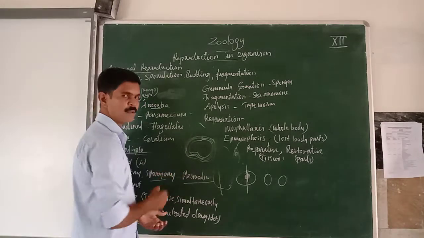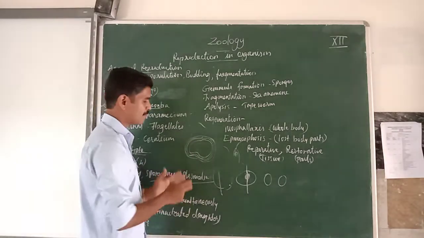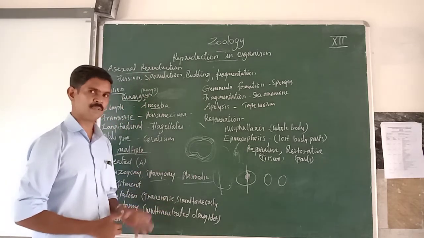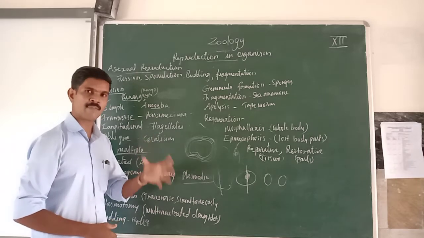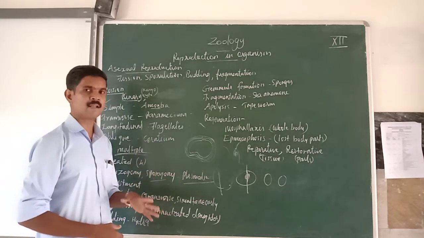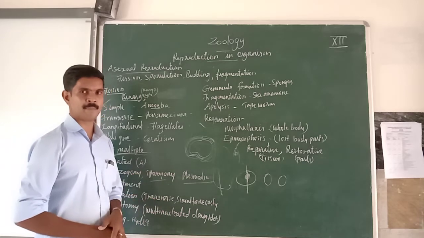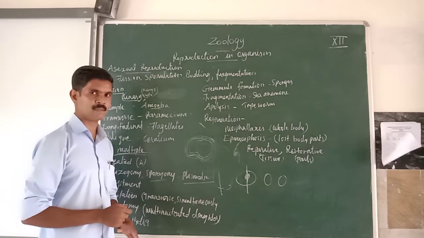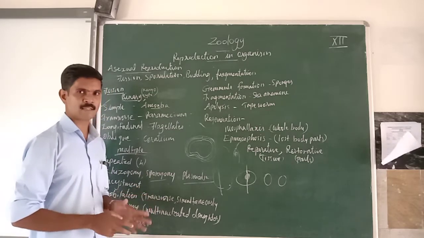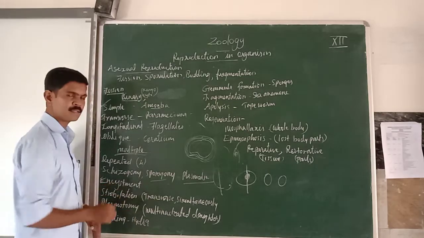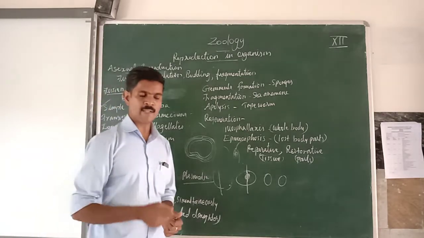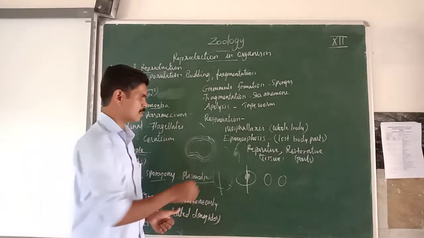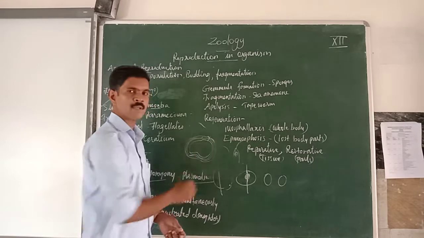This type of formation is called cyst formation. When the conditions are not favorable for the survival of the amoeba, the amoeba produces a 3-layered covering around itself. This phenomenon is called encystment. When the conditions are favorable, the cyst wall breaks down and new amoebas are produced.